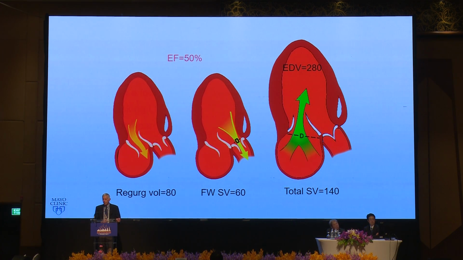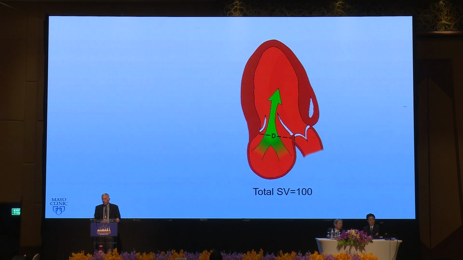Everybody's with me? That means you also have an end-systolic volume of 140. Now what happens after you close off the mitral regurgitation? You correct it or you replace it, you eliminate the regurgitant volume. Well, when you come off bypass, you still have an end-systolic volume of 280, right?